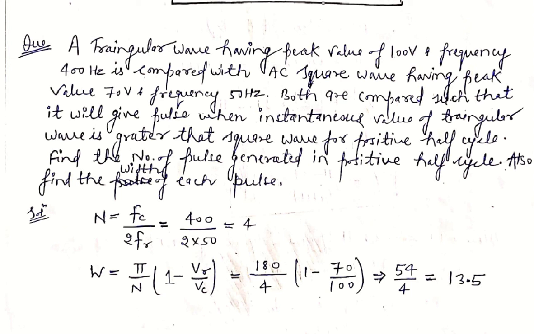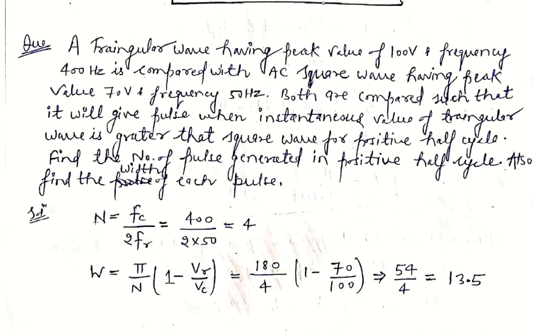So both are compared such that it will give a pulse when the instantaneous value of the triangular wave is greater than the square waveform for the positive half cycle. So in the positive half cycle, VC will be greater than VR. So a pulse is generated in the half cycle. So find the number of pulses generated in the positive half cycle up to pi, and also find the width of each pulse.